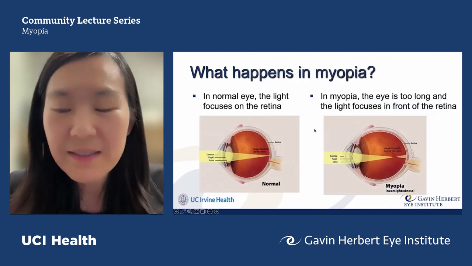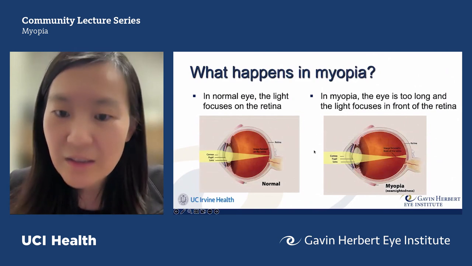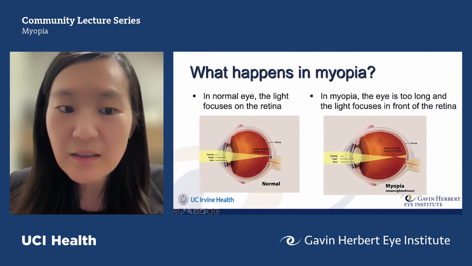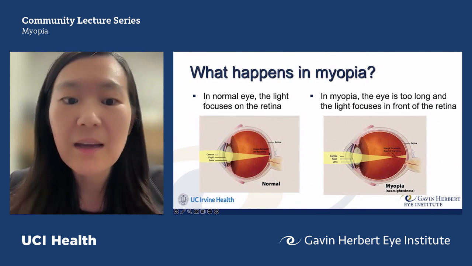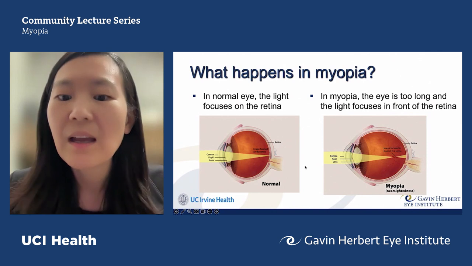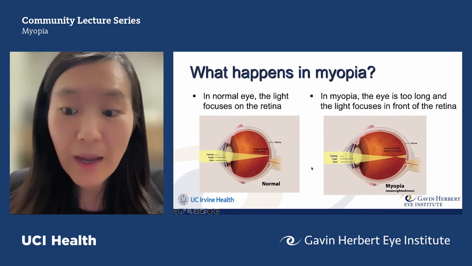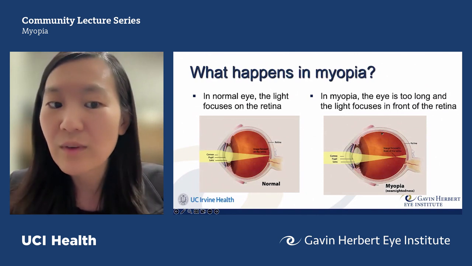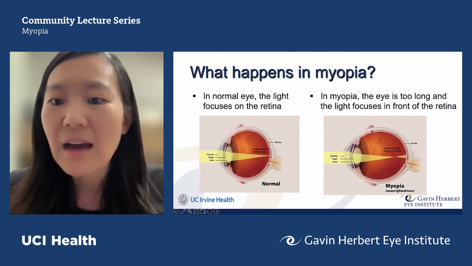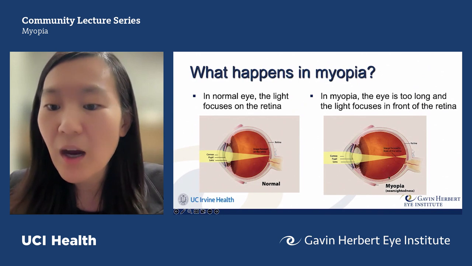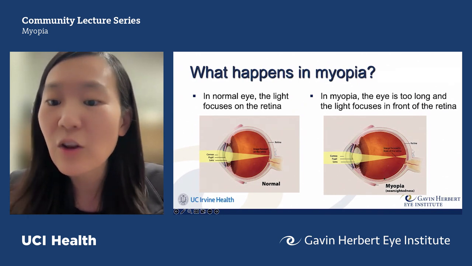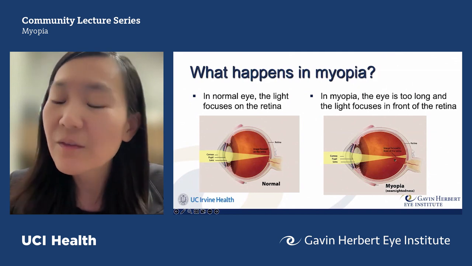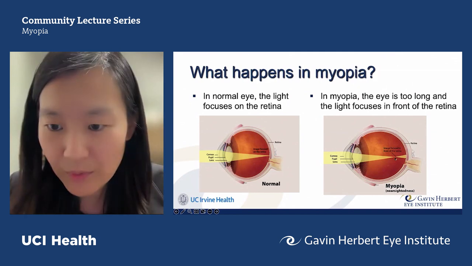And so what happens in myopia? Essentially, in a normal eye, the light gets projected and focused onto the retina perfectly, where it's supposed to be. In a myopic eye, or an eyeball that is nearsighted, the eyeball is too long. If you look at the picture on the right and compare it to the picture on the left, the eyeball itself is a little bit oblong. You can see that it's elongated. And therefore, when the light goes through the eye, it gets projected in front of the retina, and therefore it's blurry.